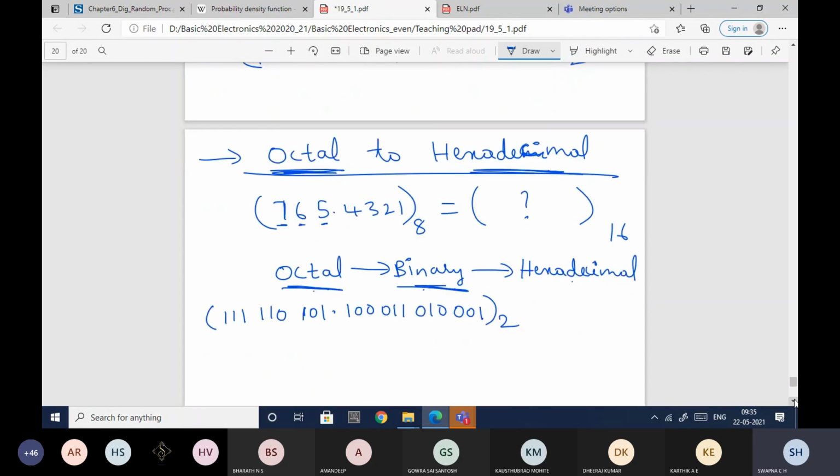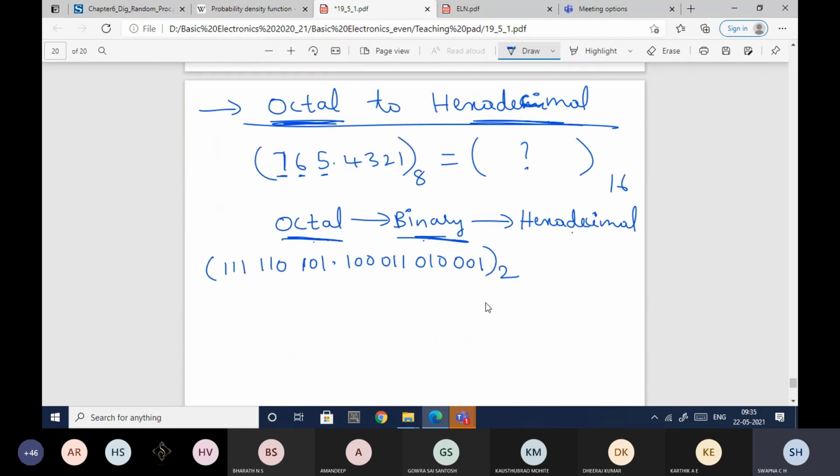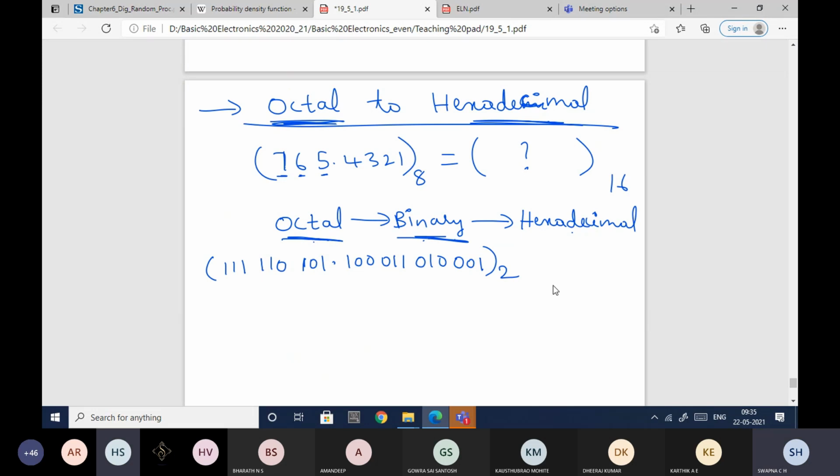This is base 2, but what I want is base 16. So how will you convert binary to hexadecimal? 4 bits, ma'am. Group 4 bits. This is the decimal point. To the left I need to move in this direction: 1 2 3 4, 1 2 3 4. Here I've got only one 1, so I need to append 3 zeros.